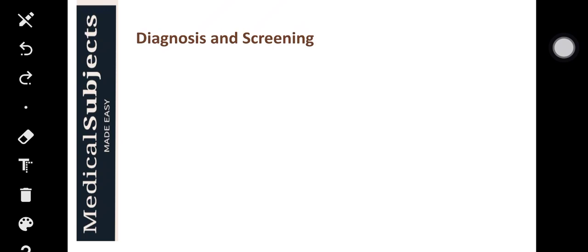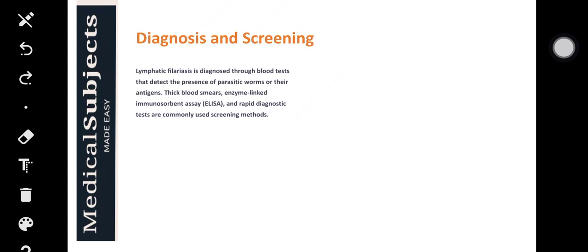So diagnosis and screening is done by blood tests that detect the presence of parasitic worms or their antigens. As I said, if you need to detect the microfilariae in the blood, you need to draw the blood after 10 p.m. to 2 a.m. These microfilariae are released in the bloodstream and are active at that time. So thick blood smears, ELISA enzyme-linked immunosorbent assay, and rapid diagnostic tests are commonly used as screening methods. The blood smear constitutes the standard one. Regular screening is critical for early detection and management of the disease, especially in endemic regions.